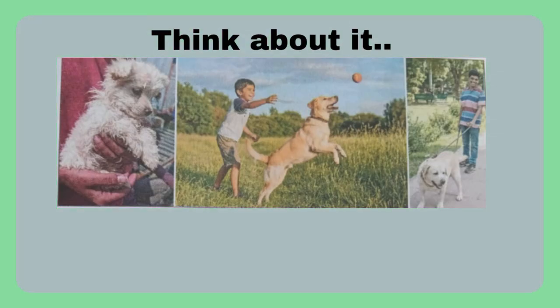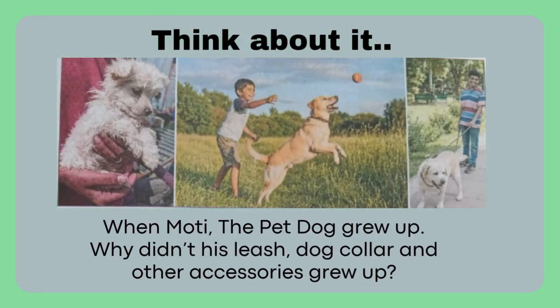Think about this. When Moti, the pet dog, grew up, why didn't his leash, dog collar, and other accessories grow up? This is the example given in your textbook. Let's explore this situation and try to understand why our dog grew up but the other things did not grow up.